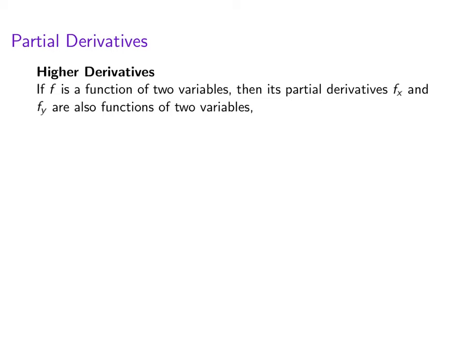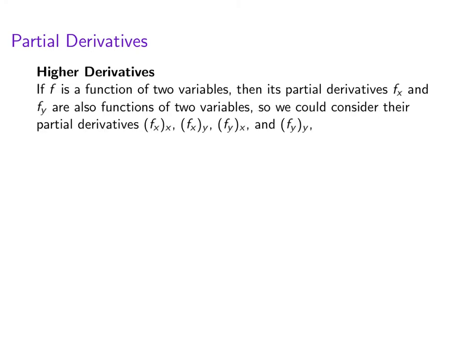If you have a function of two variables, then its partial derivatives, fx and fy, are also functions of two variables. And that means you could take derivatives of those guys. So you could have fxx, fxy, fyx, and fyy. Those are called the second partial derivatives of f.